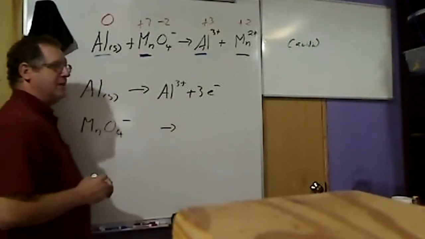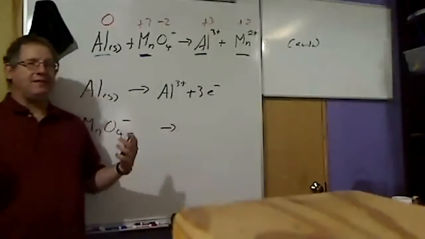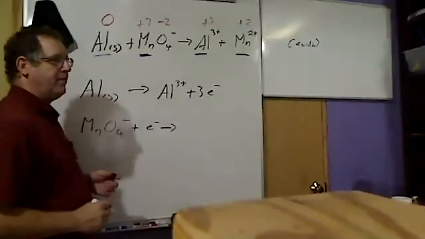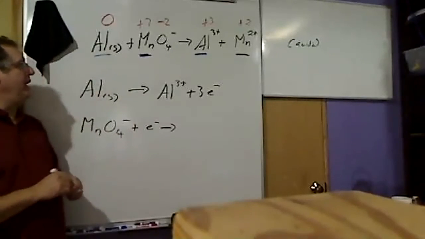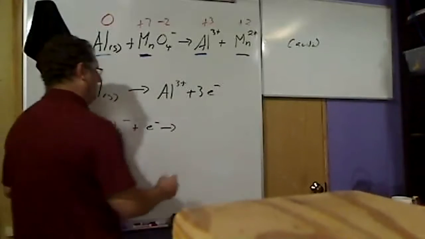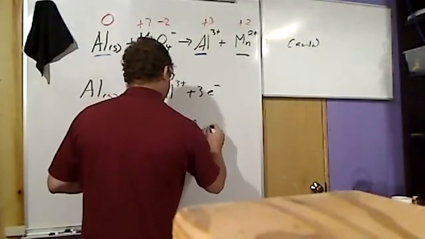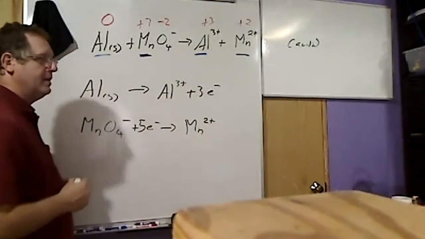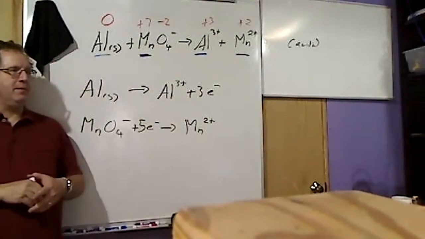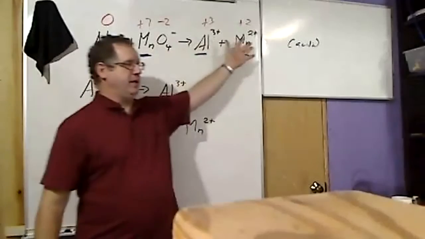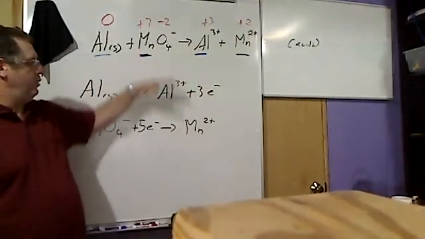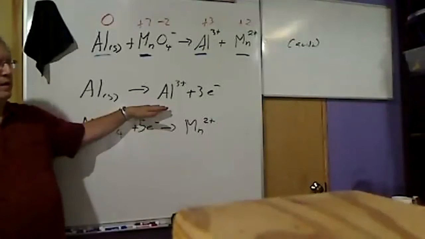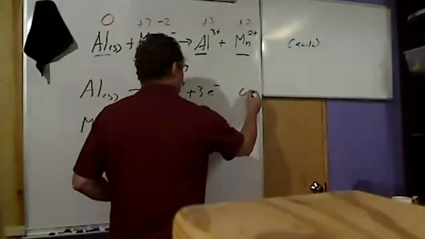How does it go from a +7 to a +2? Well, I have to add electrons. If I want to figure out how many electrons I need, +7, +2, it's going to be 5. So I've done a relatively simple thing. I have written my oxidation numbers, and now I have written my two half reactions here. Now, for what's important later, this is our oxidation.